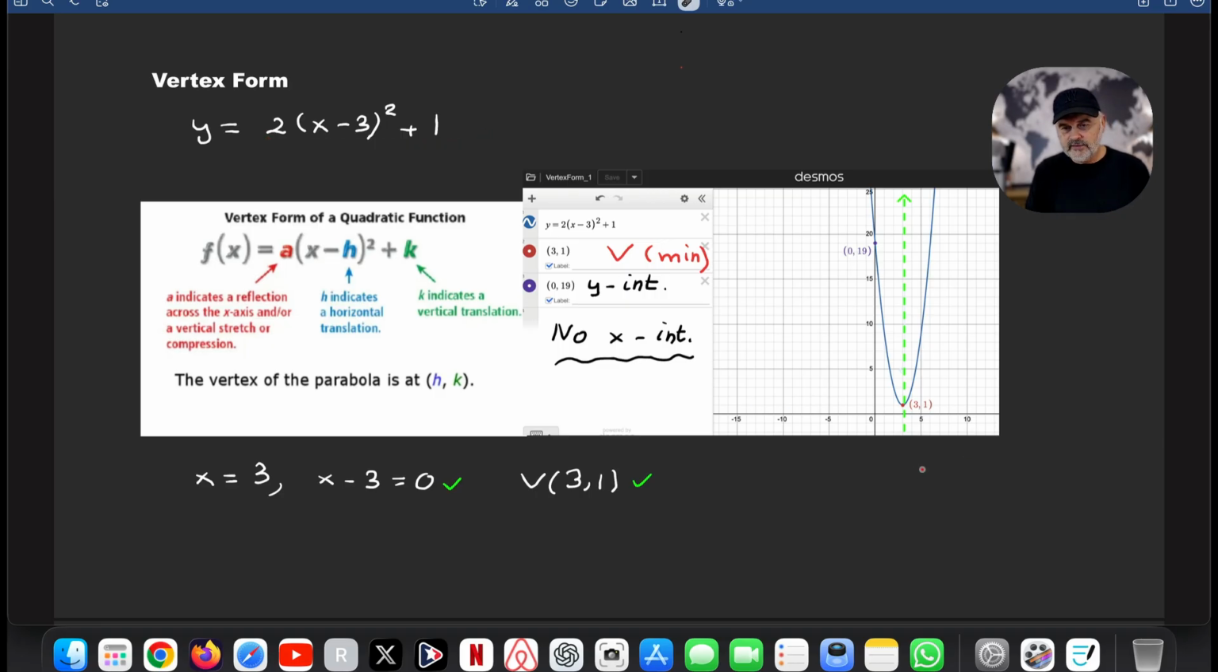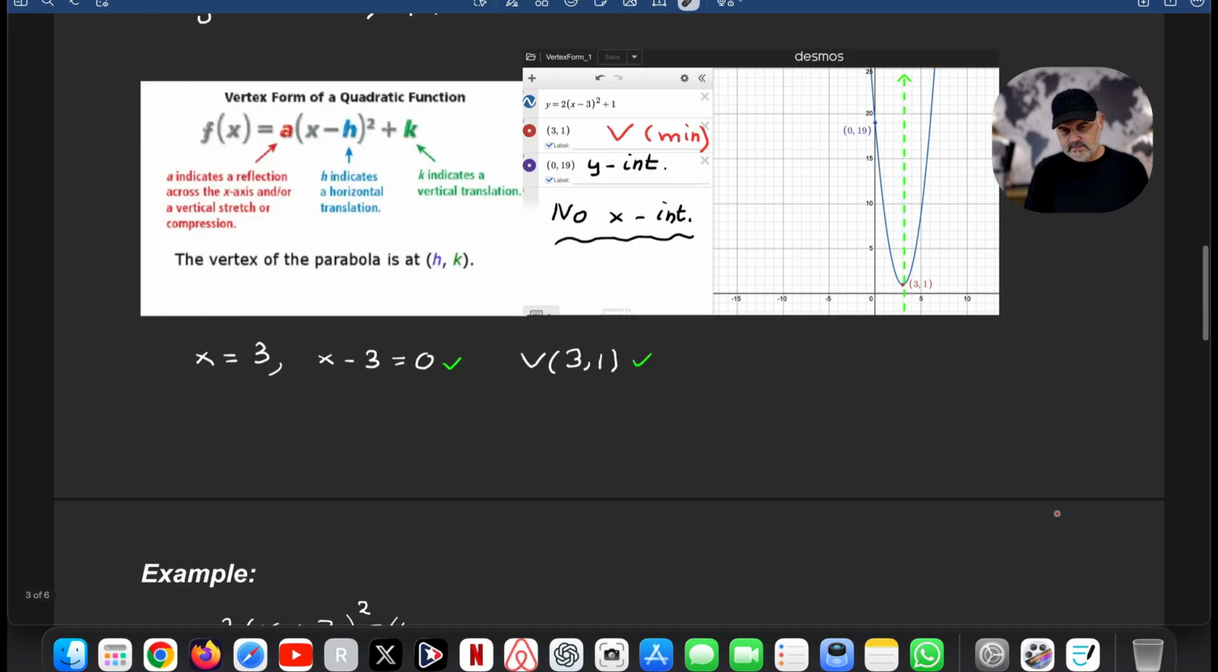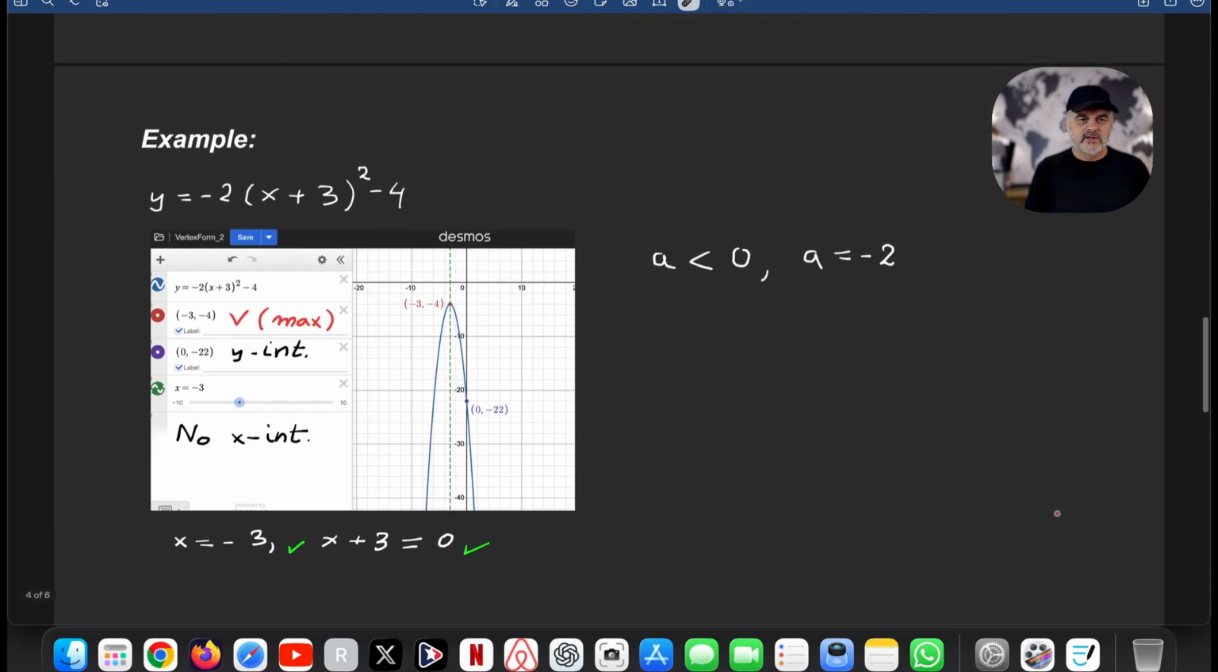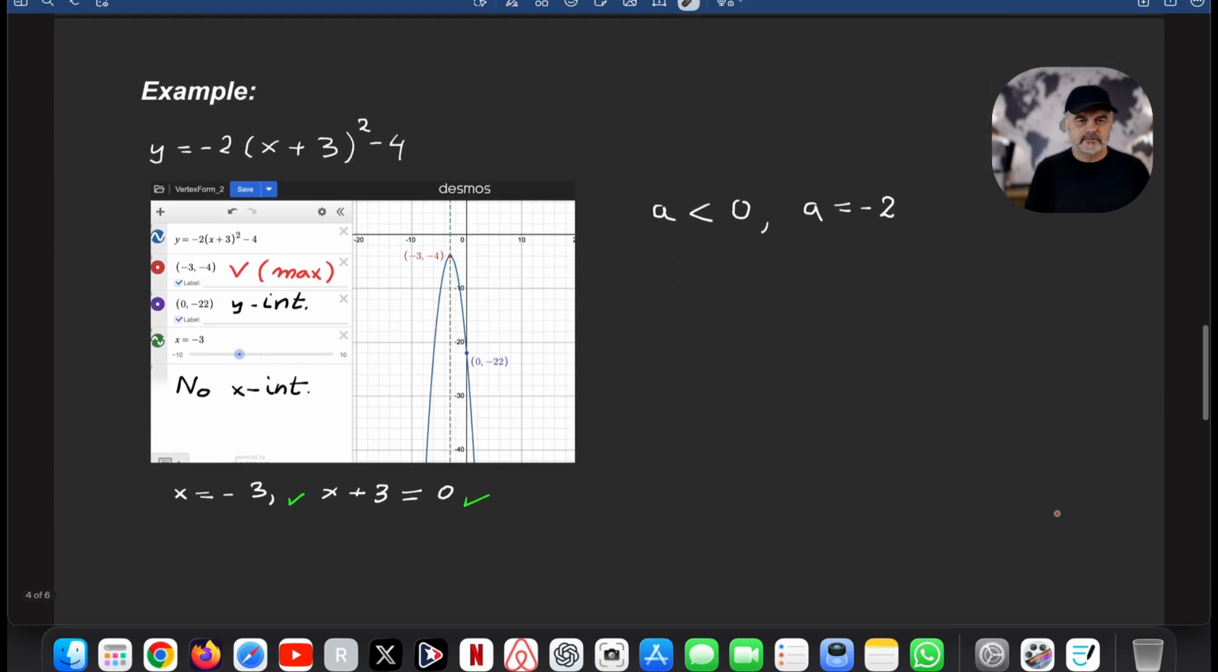Now, from this graph, you see there's no x-intercept. And that would be revealed by solving the equation, where you would get a square root of a negative number, no answer in the set of real numbers.